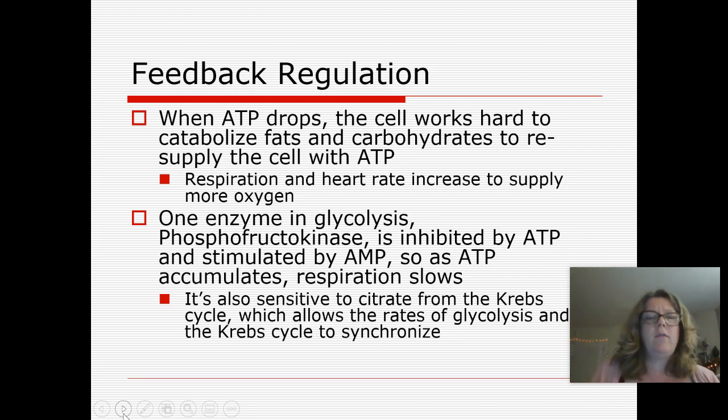If you don't have a lot of citric acid, glycolysis can kick up to feed more pyruvate and then ultimately acetyl-CoA into the Krebs cycle. When you have an excess of that citrate, that might be a signal that you need to slow down for a bit, right? You're just trying to synchronize those two processes so you don't overwhelm the molecules of the electron transport chain. So, regulation by feedback.